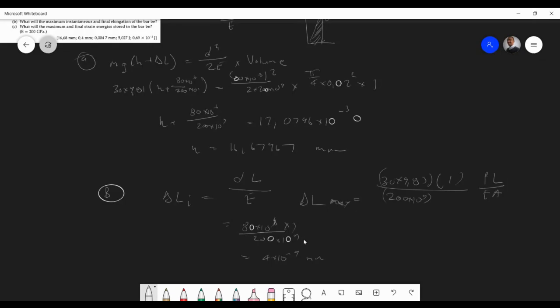So why is this the maximum one? This is what I'm trying to check. What's that area again? 0.03. Is it the final or the maximum? It's the maximum. Final elongation. Yes, that's what I meant. It's the final elongation. And if you do that, what's the answer here? I got 4.684 times 10 to the power minus 6, which is 0.005.